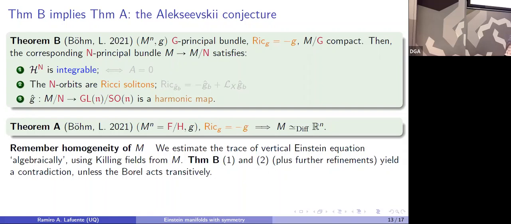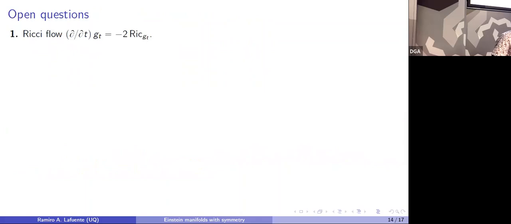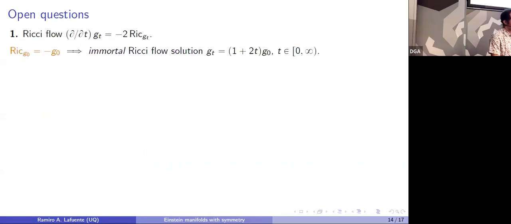Maybe I would like to finish by mentioning some open questions, which I find very interesting. So first of all, the first question is in the homogeneous setting in terms of the Ricci flow. So the Ricci flow is this weakly parabolic PDE for a curve of Riemannian metrics. And now an Einstein metric is a trivial solution to the Ricci flow. Namely, if you set g(t) = (1 + 2t) g_0, then this solves Ricci flow.